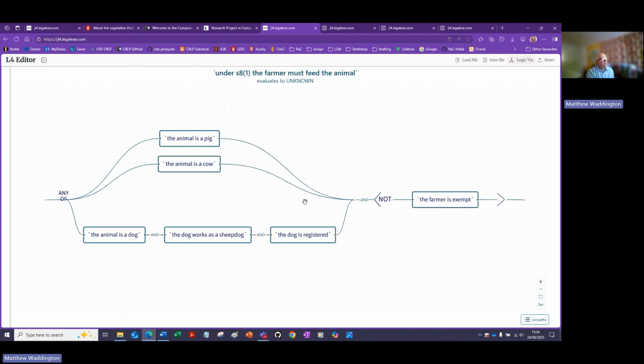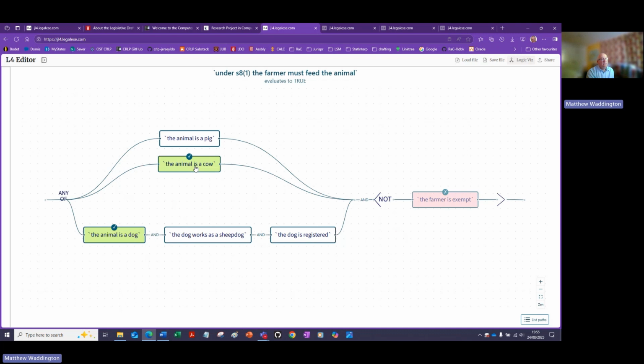So now we're back to unknown, everything's white. If we say the animal is a dog and the farmer's exempt, well, if the farmer's exempt, it's not true that the farmer has to feed the animal. So we change that back to the farmer's not exempt. It's still unknown because we haven't answered whether it's a pig or a cow. Our legislation has not said that a dog is not a cow and a dog is not a pig and a pig is not a cow. Those are things that human beings know by their own common sense, that we as drafters have left the human beings to work out for themselves.